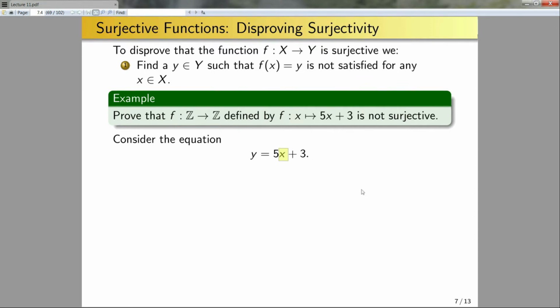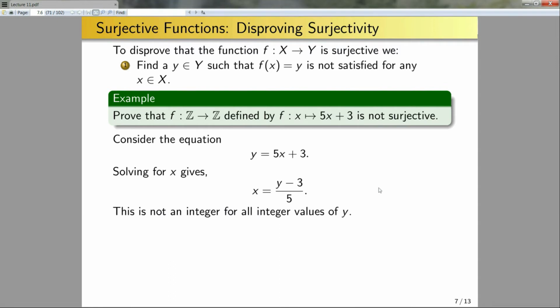So let's, again, solve this for x and see what happens. Solving for x, I get y minus 3 over 5. So now, if I want to show that this is not surjective, I need to show that this thing is not an integer for some value of y. Well, that's true for a lot of integer values of y. So in particular, I could pick y is equal to 0.